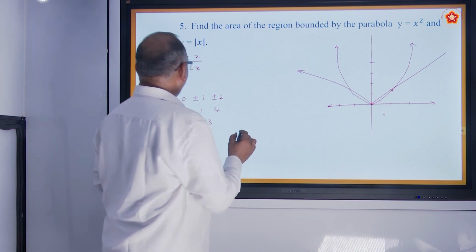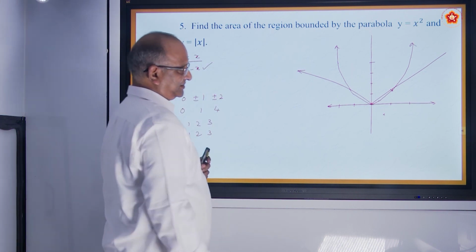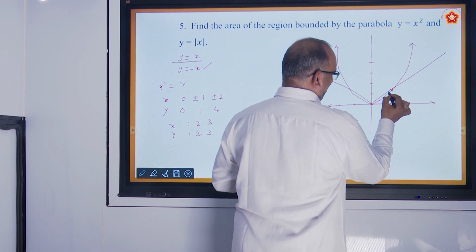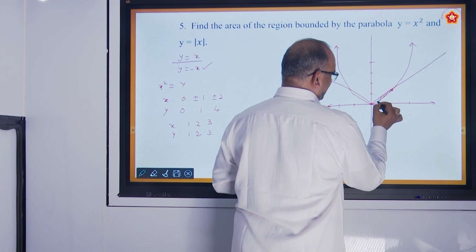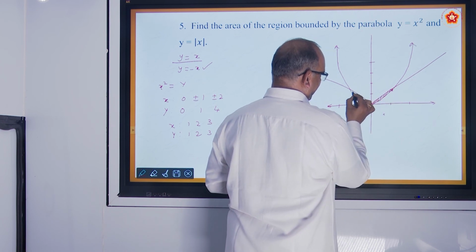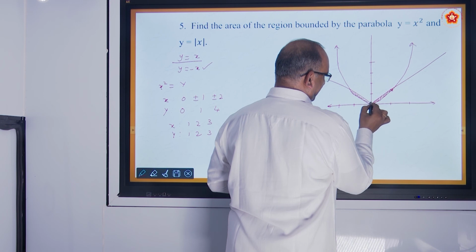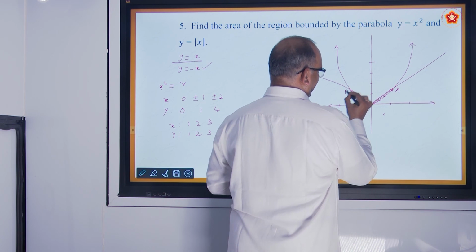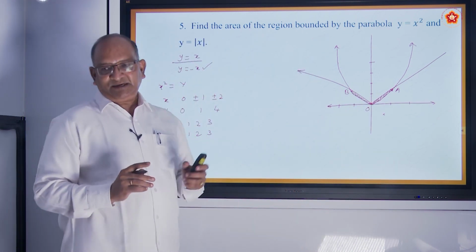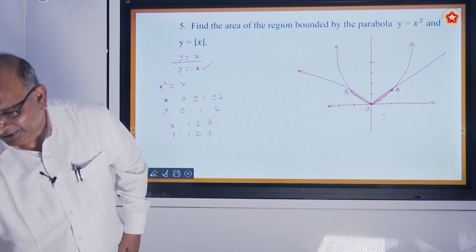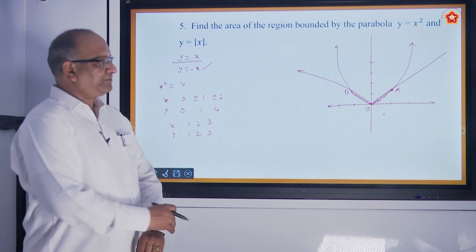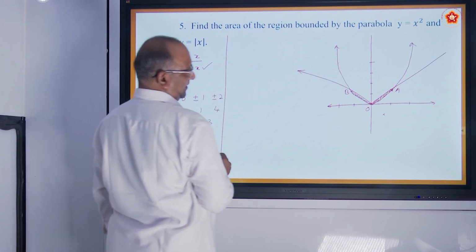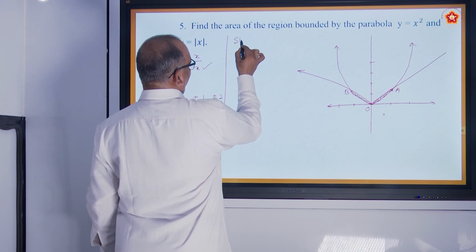Why? Because this is the second line, y equal to minus x. The area in between them is this small thin area he is talking about. You can call it O, A, B. That thin narrow area we want to calculate. Okay. How do you calculate? Shaded area.